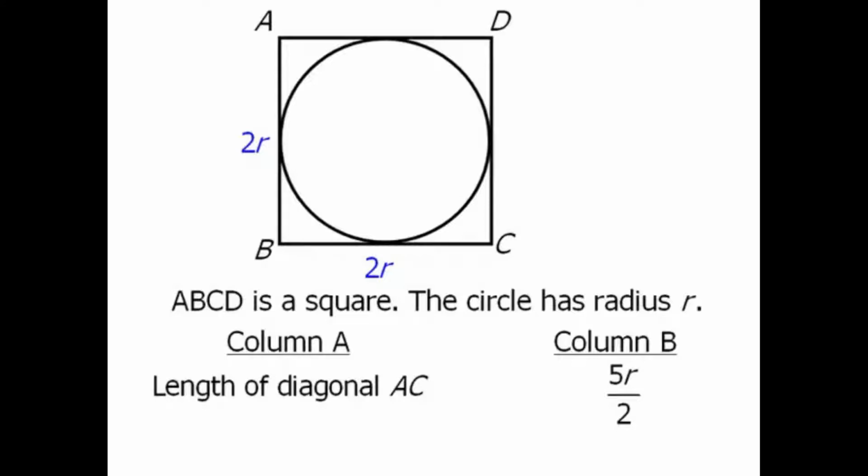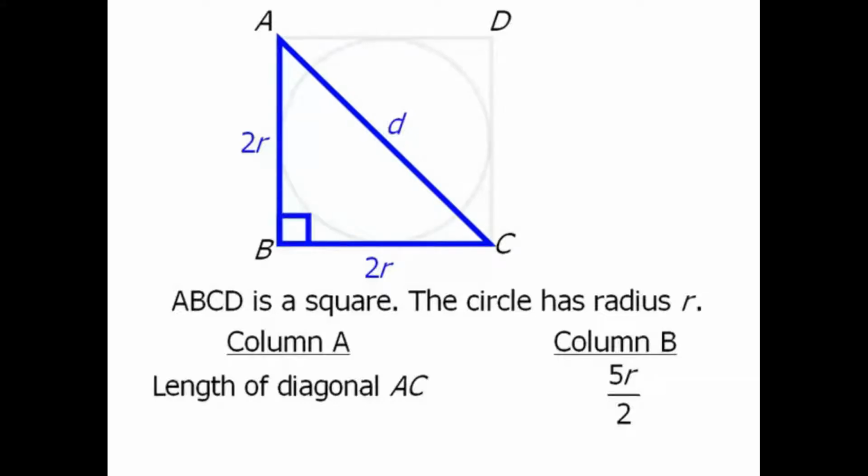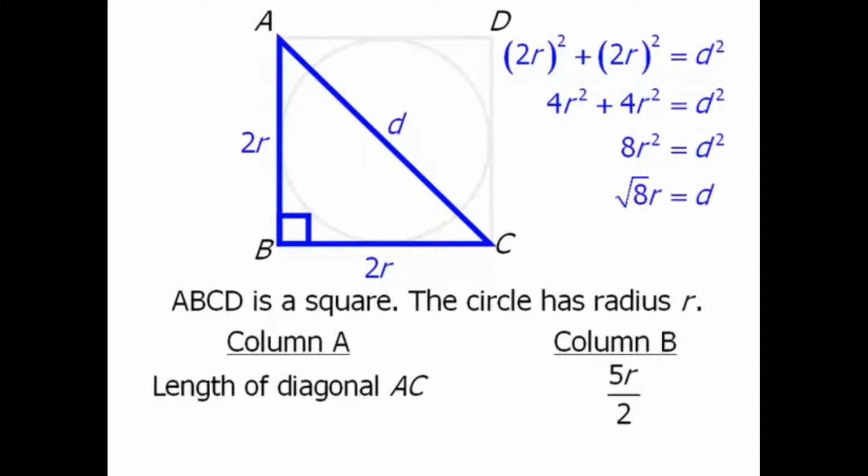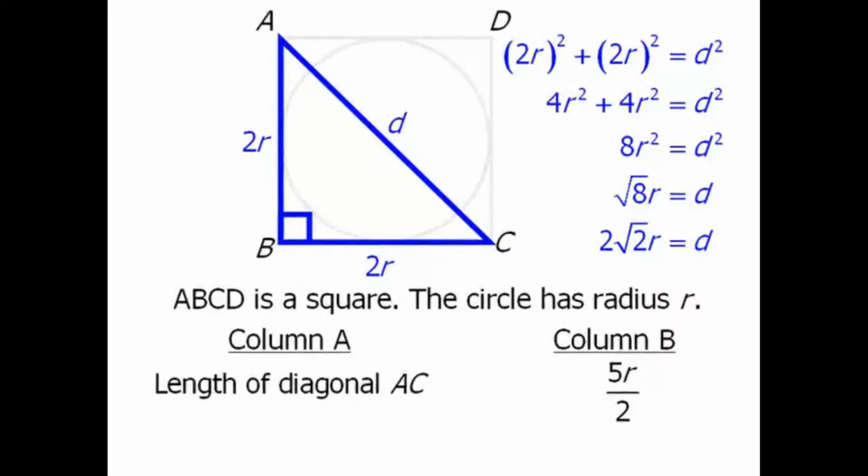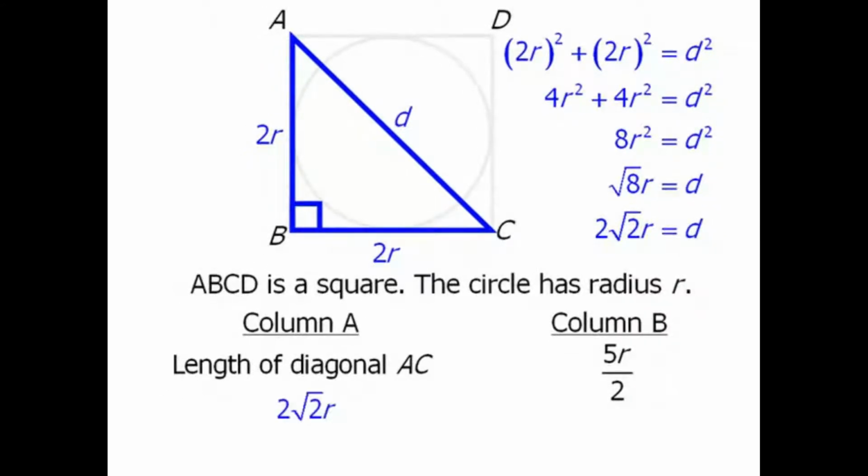Now the goal here is to find the length of diagonal AC. For the time being, we'll say that this diagonal has length D. At this point, I want to focus on this right triangle. Since we have a right triangle here, we can apply the Pythagorean theorem to get the following equation. From here, we can solve for D to get D equals 2 root 2r. So column A is equal to 2 root 2r.